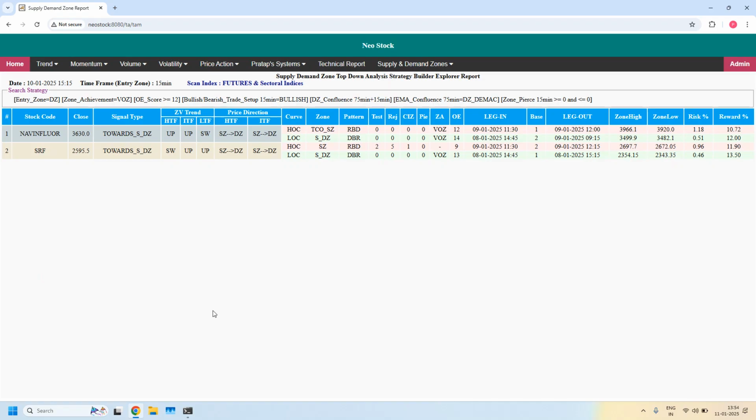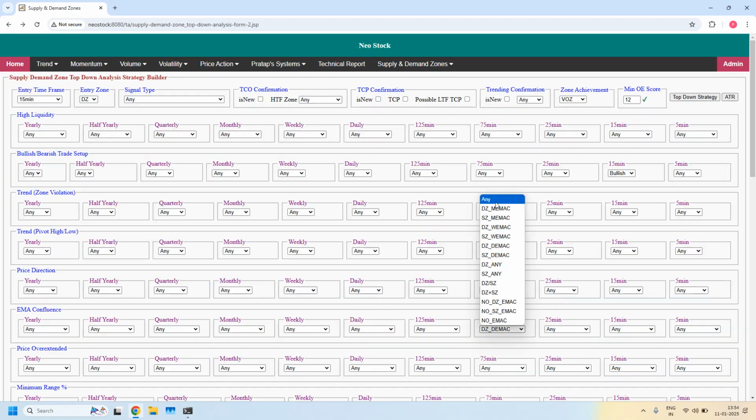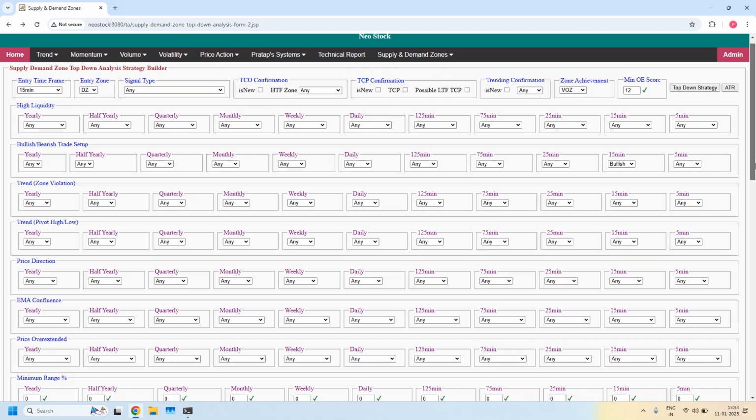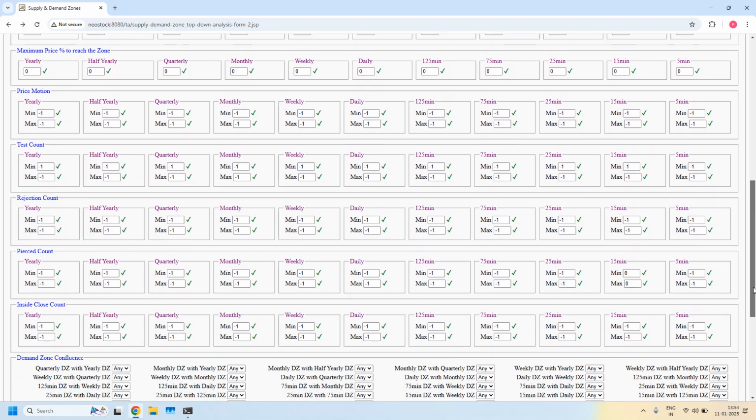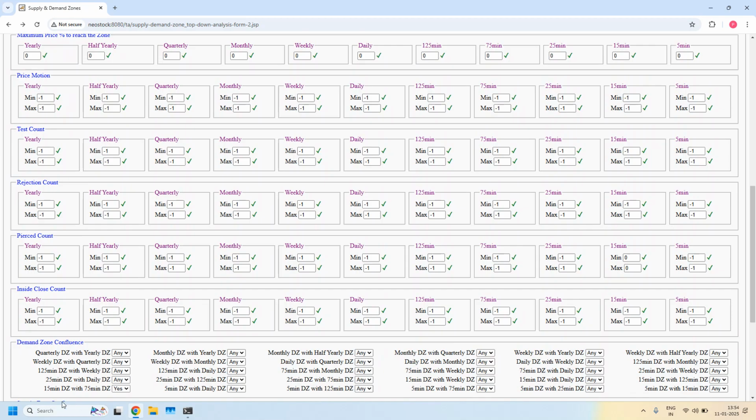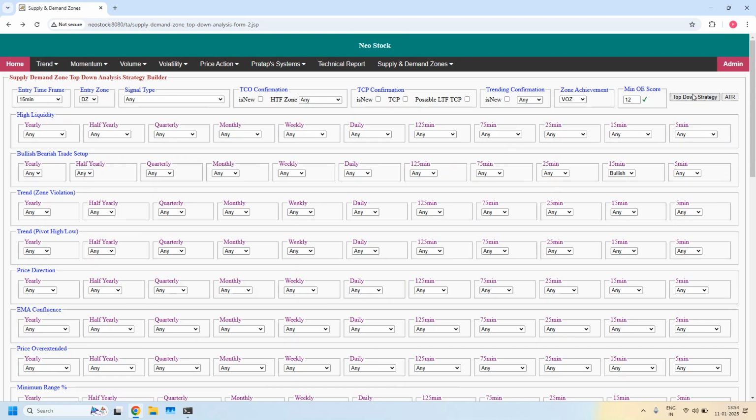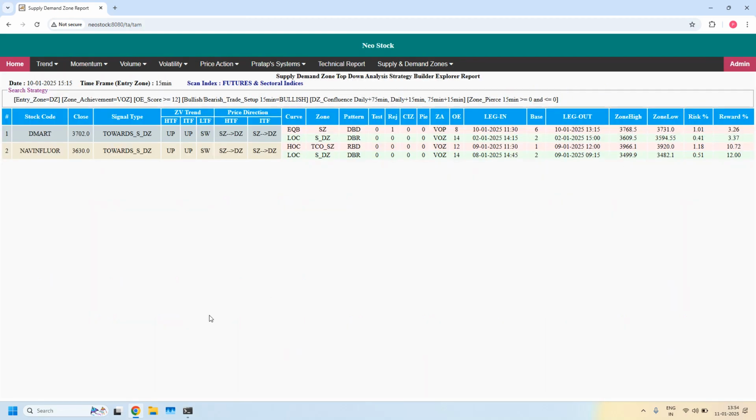Next, let us look for LTF, ITF, HTF demand zone confluence. So I am removing this ITF EMA filter. Now in the demand zone confluence, I should set 3 filters. First filter is 15 minutes demand zone with 75 minutes demand zone confluence, which is already enabled. Second filter is 15 minutes demand zone with daily demand zone confluence. Third filter is 75 minutes demand zone with daily demand zone confluence. With all the 3 filters, LTF, ITF, HTF demand zone confluence, we got 2 stocks.